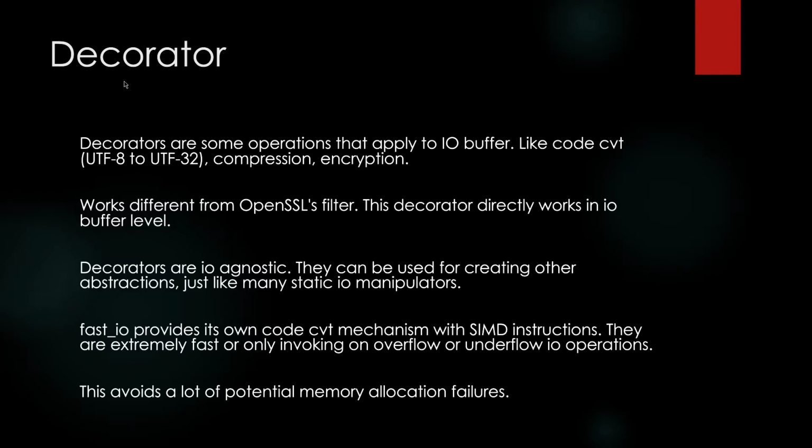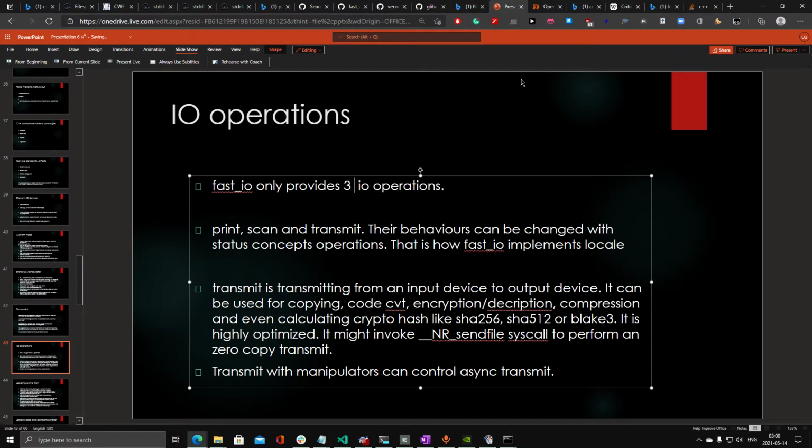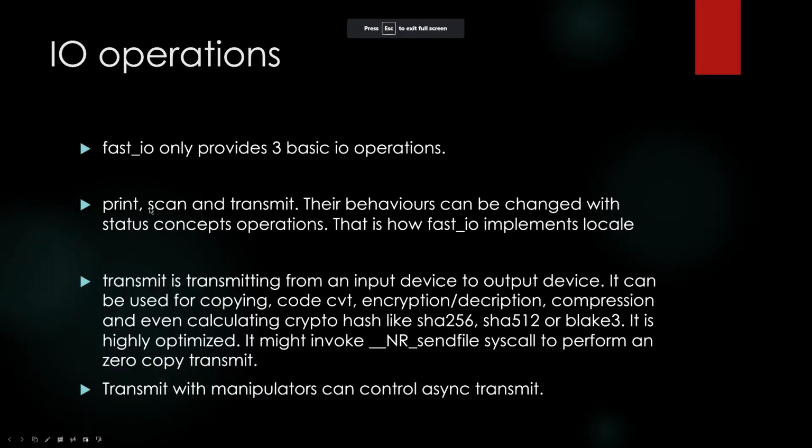Okay, the I/O operations. So what operations does FastIO provide? It only provides some basic I/O operations: print, scan, and transmit. The behaviors can be changed with status concepts. That's how FastIO implements locale. If you satisfy another concept with a certain type, then print and scan will perform things differently.